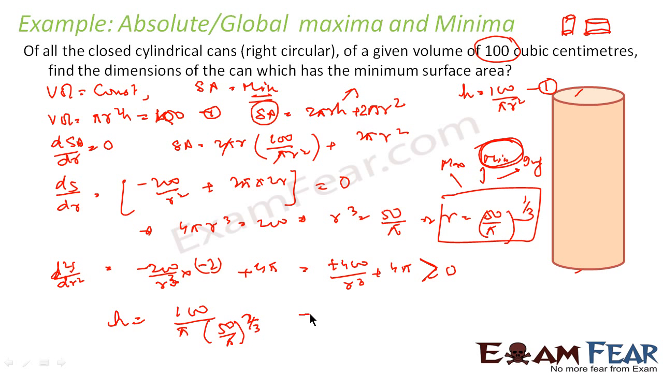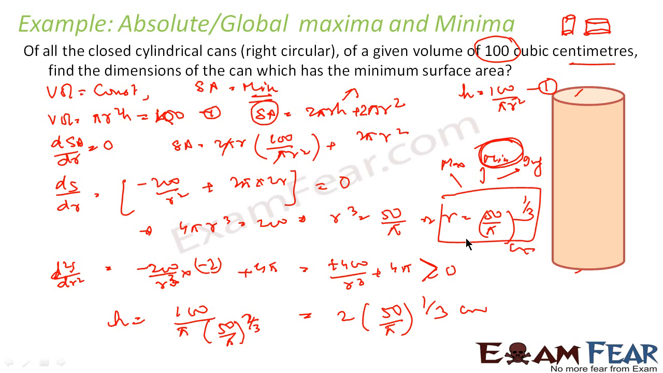If you solve this, you get nothing but 2 into (50 by pi) to the power 1 by 3. And you see, everything is in centimeter. So this is also centimeter, and this is also centimeter. So I found the values of h and r so that the surface area is minimum.